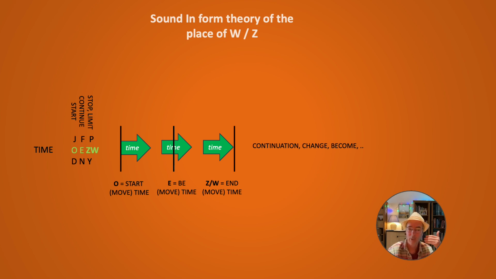Now let's also look at the three positions in the middle, O, E, and the last one, Z or W. They are all about timing, and it's about what is going to be moving and changing and what's going to move forward. So that's the mindset of these three letters, three positions, O, E, and Z and W.